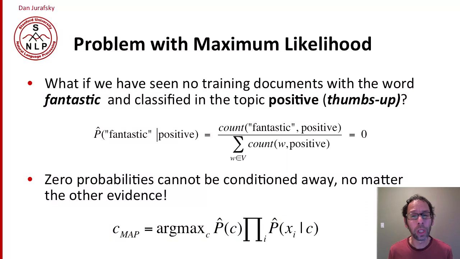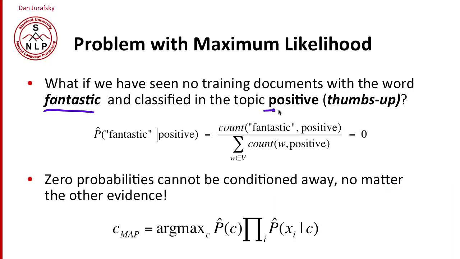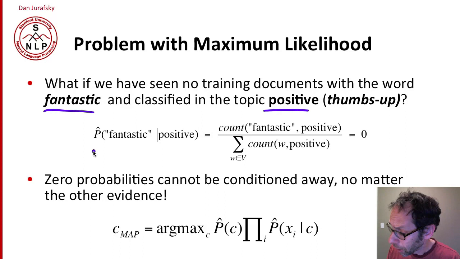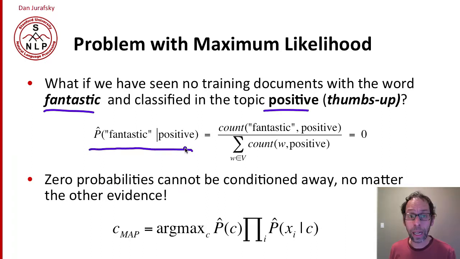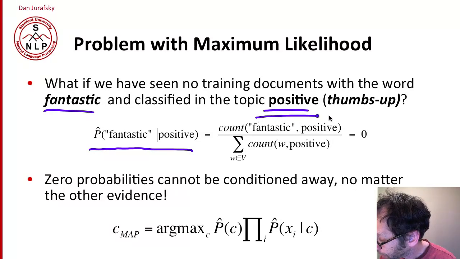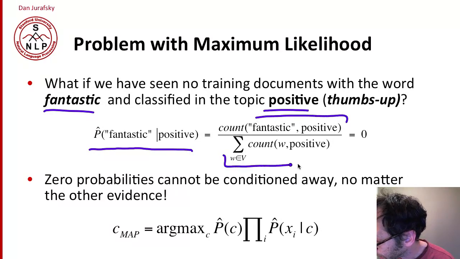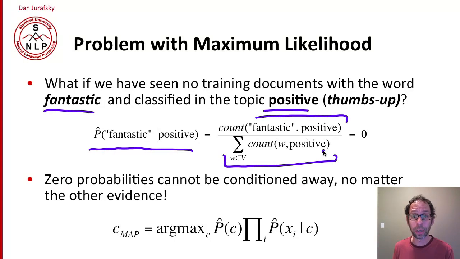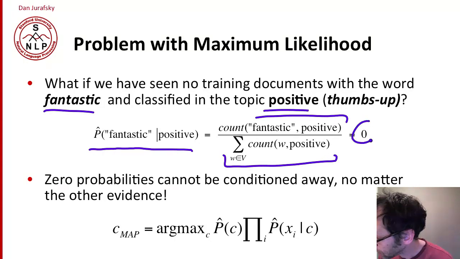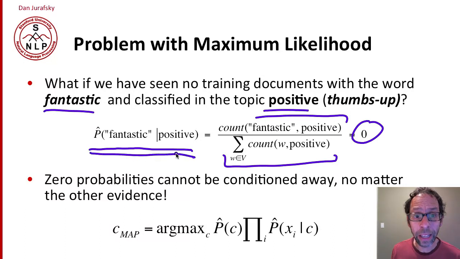Now, I've been lying to you. We don't, in fact, use maximum likelihood for naive Bayes. And the reason is the following. Imagine we're looking at the word fantastic. It might occur in the test set, but it happens not to have appeared in the training set in the topic positive, let's say. So the probability of fantastic given the class positive, in our training set, by maximum likelihood, is the count of fantastic occurring in positive, normalized by the sum over all words of the count of those words in positive. But fantastic never occurs, so that count is 0. So the maximum likelihood estimate for the likelihood of fantastic given positive will be 0.